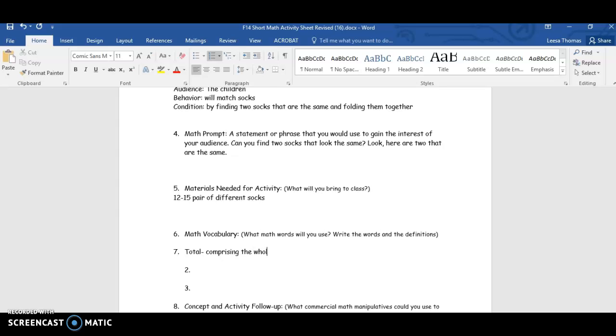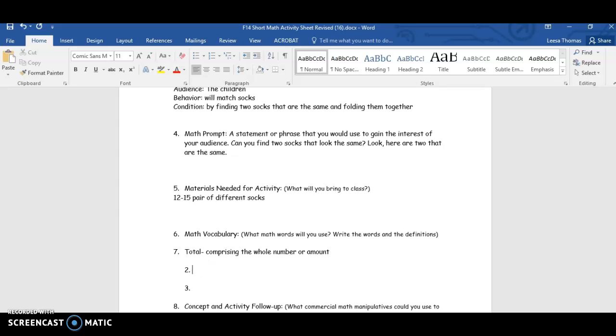Comprising the whole number or amount. You want to use academic language when you're teaching, and you are teaching children the language of mathematics, which is its own language, right? You probably recall that from your own math learning, that there's language that goes with what you're doing. And so total, we might say, how many matches do you have in total? And the children, remember, if you've got 12 to 15 pair of socks, you're going to have 12 or 15 pairs total.